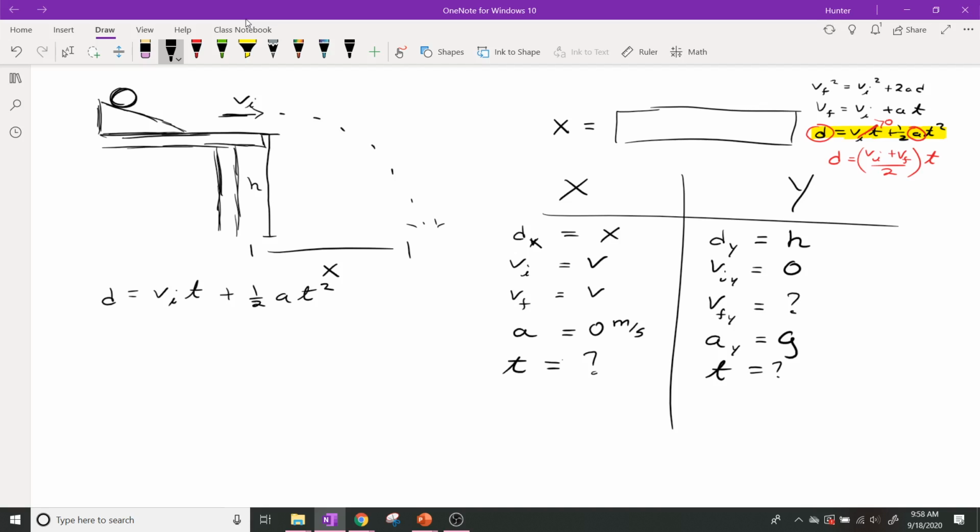I'm going to rewrite everything that I know. So this is h. This is 0. That's gone. So 1 half gt squared. So I want to try to solve for the time.